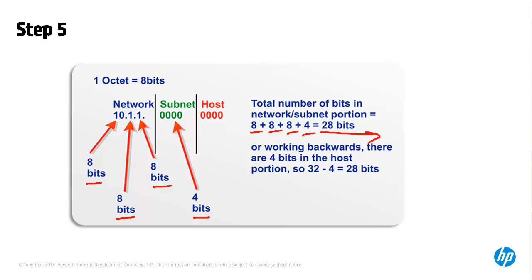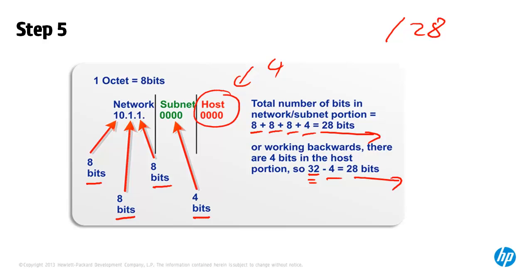Or working backwards if you prefer, an IP address is 32 bits in size. There are 4 bits for host, so 32 minus 4 gives you 28 bits. The new network portion of the address is /28. There are 28 bits for network and subnet and 4 bits for host.